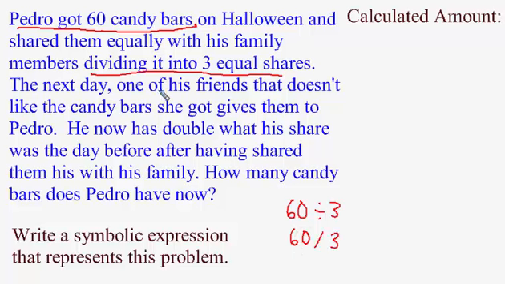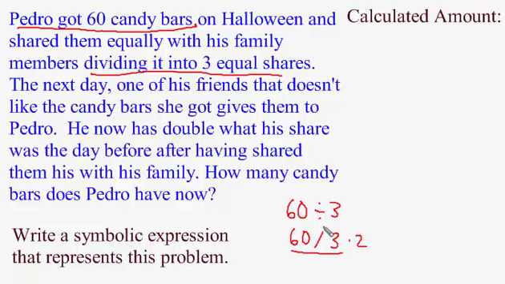The next day, one of his friends that doesn't like the candy bars that she got gives them to Pedro. And after she does that, he now has double what his share was the day before, after having shared them with his family. So this is the amount that Pedro had after dividing it into 3 equal shares. And after his friend gives him her candy bars, he will have double that. So I will have to multiply by 2.